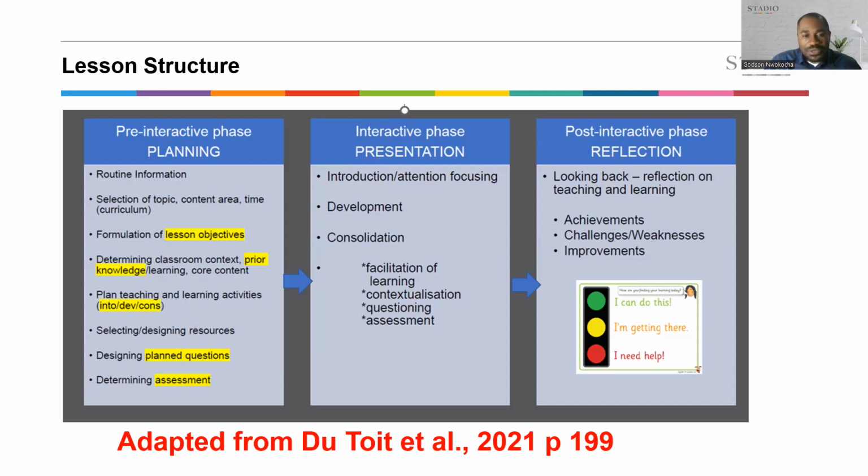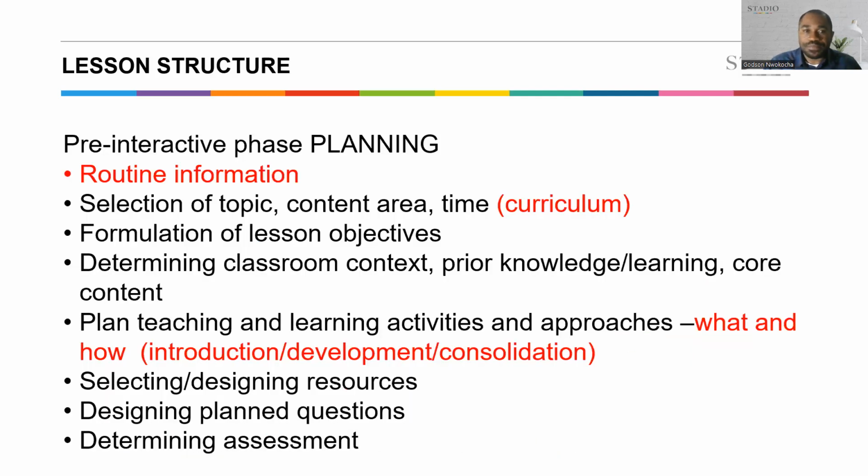Okay, so you'll find this information on page 199 of the textbook, Help, I'm a student teacher. All right, so this was adapted from here. So these are the three main phases of a lesson, and I will talk more on them in subsequent slides. So under the pre-interactive phase, which is the planning, like I've indicated before, this is where you include all the information you want to teach in the lesson.